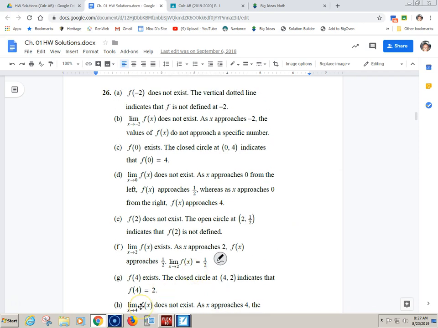Oh, you guys can see H, and that's the last one, I think. And H does not exist. The limit as x approaches 4. Okay. We'll come back to number 18 in a second.